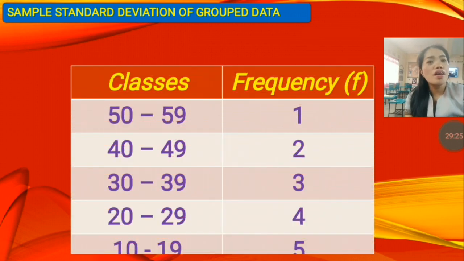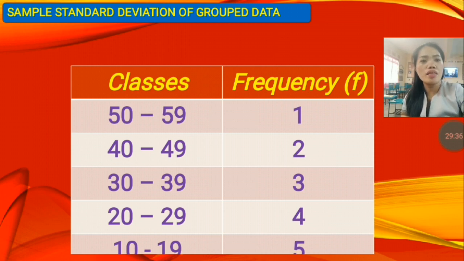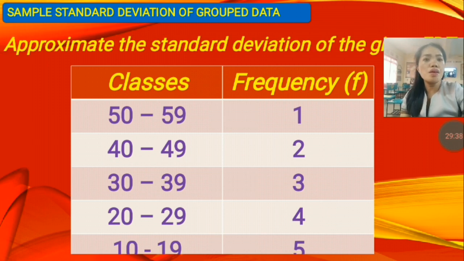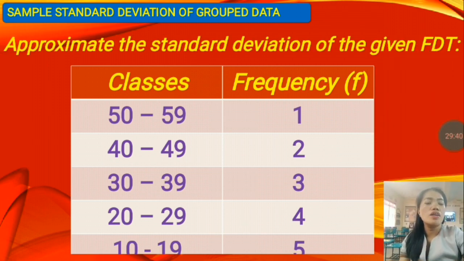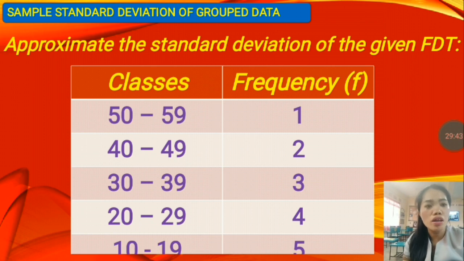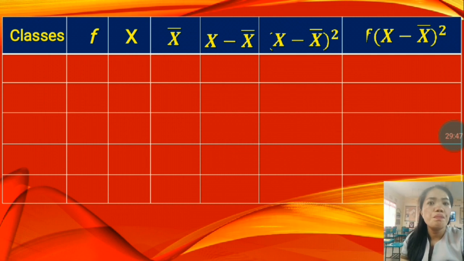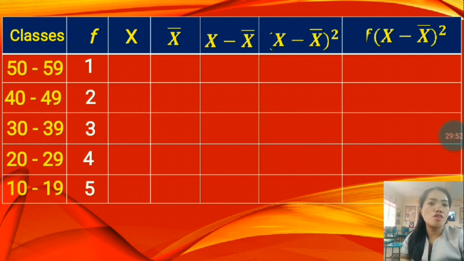So considering we have the classes, then we have the frequency given. So we will be dealing with this data in solving for the sample standard deviation of grouped data. We have to approximate the standard deviation of this given frequency distribution table. So this time we are going to complete the table. For the classes, we will just copy them, as well as the frequency, because these two columns are given.